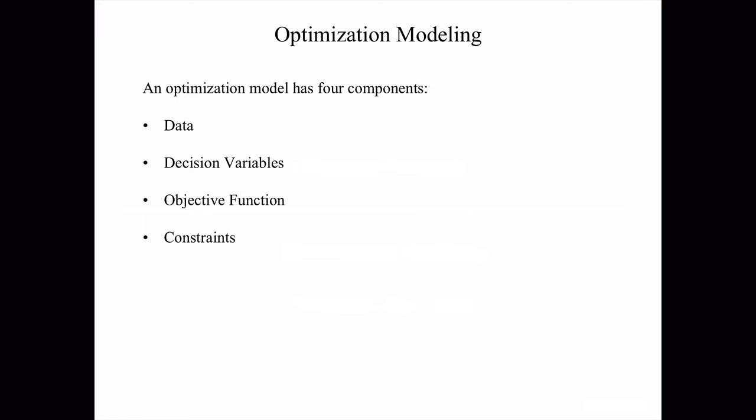The first one is data. What is the information you have about the company and its problem? The second one are the decision variables, that is, the choices that the manager needs to make. The third one is the objective function, that is, what is the manager trying to optimize? And the fourth one are the constraints, what are the restrictions on the manager's choices?